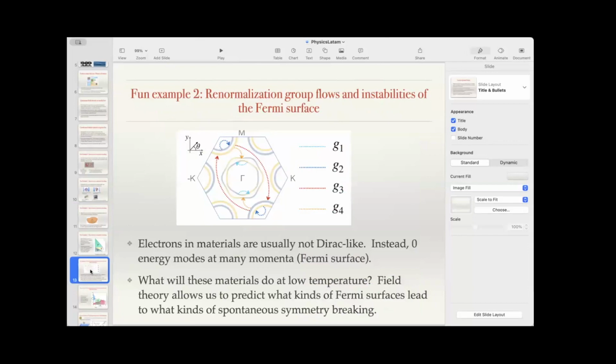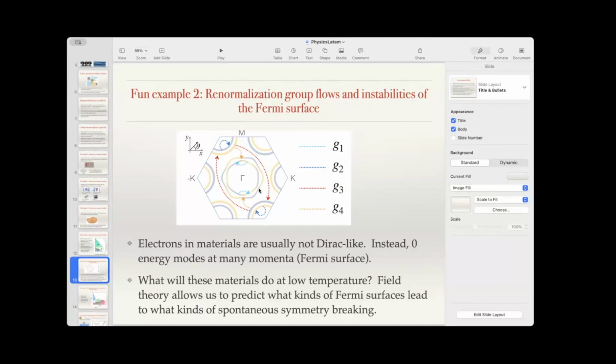Now I want to talk, and like I said, I'm going to go through this very quickly, about a second, I think really important class of examples. You can talk about quantum field theories that you would not think about in the context of, say, high energy physics, but that are nevertheless interesting in their own right to analyze. And I think the most well-known example of this is when you study a metal and you want to understand what's going to happen to this metal as I cool it down.